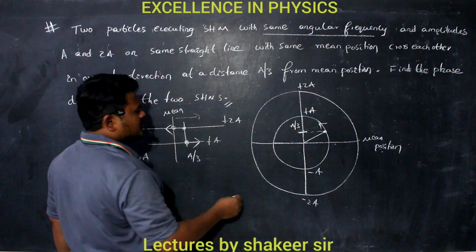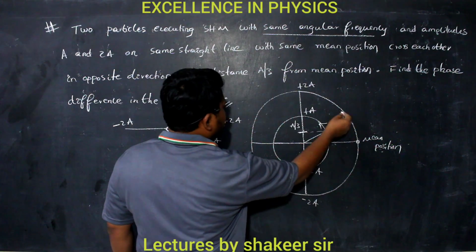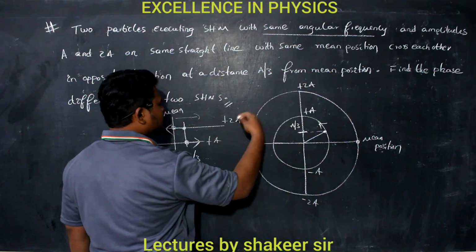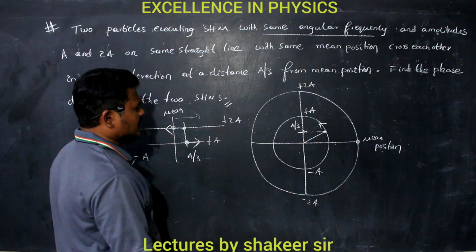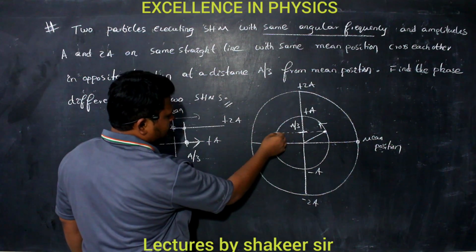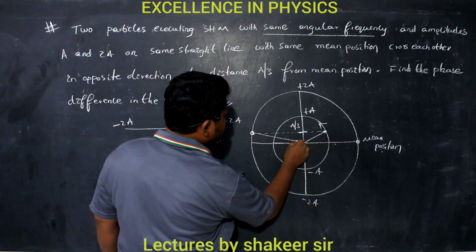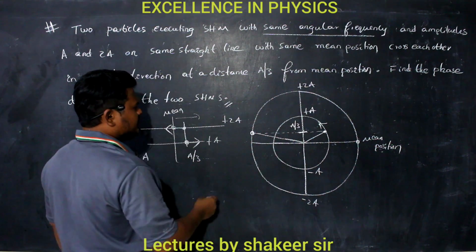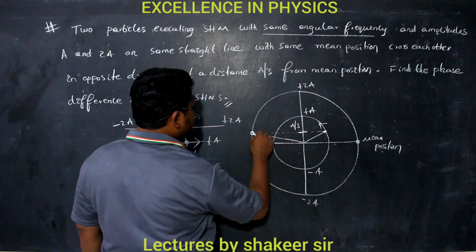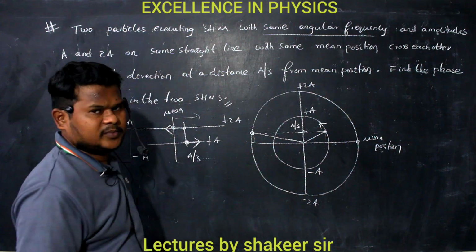Clear? So therefore, it should have started from here, reached the extreme position. Now it is returning again to the main position. While returning, it has reached this position. Clear? So therefore, this will be the radius vector. This distance is a by 3, this distance is also a by 3. Are you able to understand?